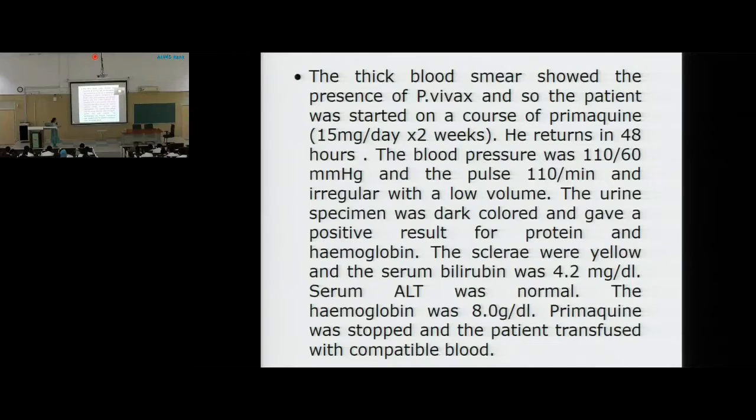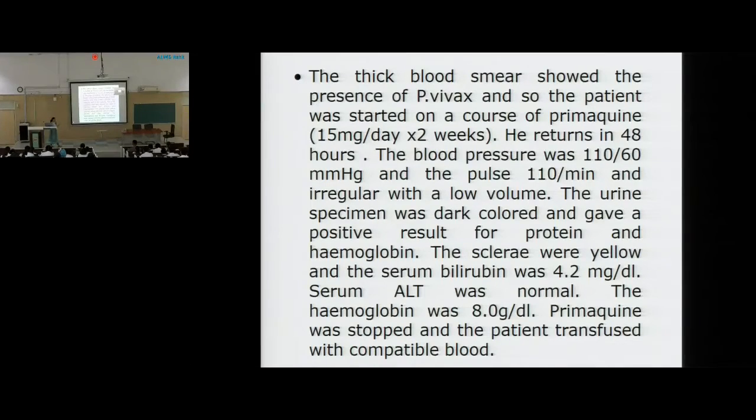The sclera is yellow. So yellowish discoloration of skin and sclera means it is jaundice. It is jaundice. So jaundice is yellowish discoloration of skin and sclera. So his serum bilirubin levels were found to be raised. What are the normal levels? Up to 1.